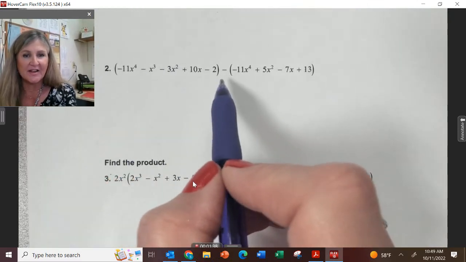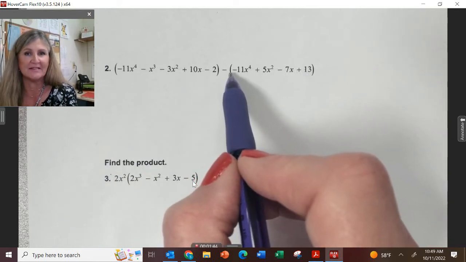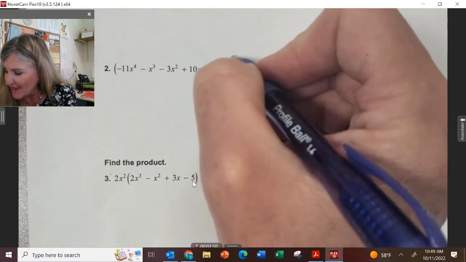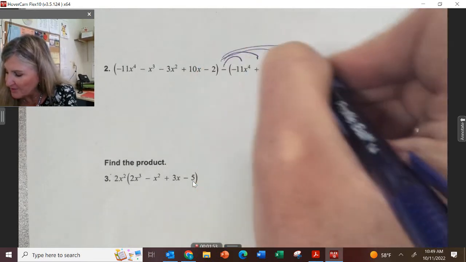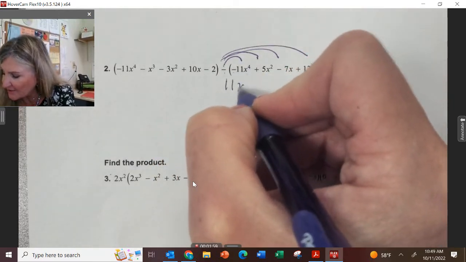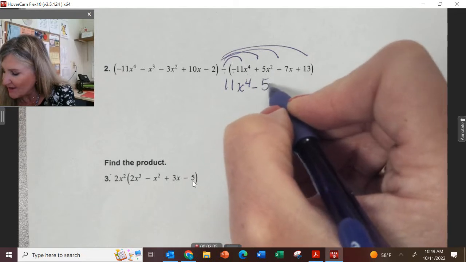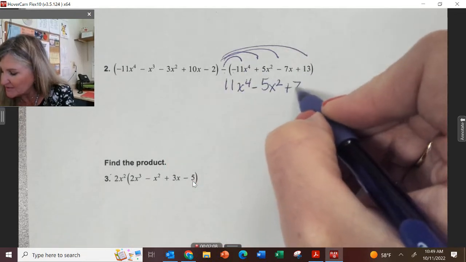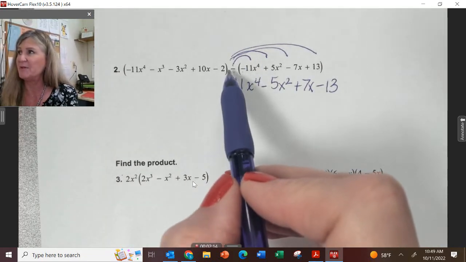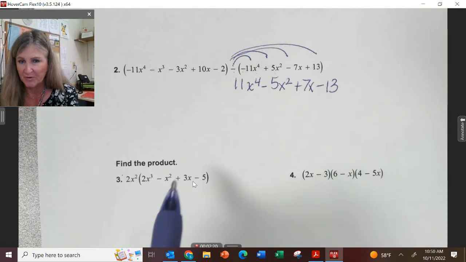Now, the common mistake here is that if we're subtracting this second polynomial, what do I have to do if I'm subtracting this? What happens to all the signs in here? We have to change all of them. I have to distribute the negative through before I combine like terms. So if I have minus a negative, that's going to be a plus 11x to the fourth. On the next one, I'm going to have minus 5x squared. The next term is going to be plus 7x, and the last term is going to be minus 13. That's one of the most common mistakes, is that people do not distribute that negative. Sometimes they only do it to the first term and not to all of them. So don't be one of those people.